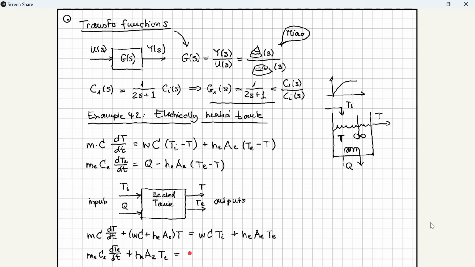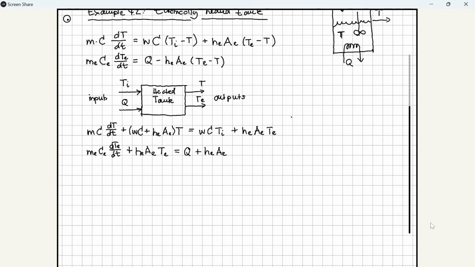Equals Q, minus times minus, the temperature equals plus HE times AE. So here in the first equation, T is our input variable. In the second equation, we've got TE, which is also sort of our output variable on the other side. So now the next thing is we can do the Laplace transform of those two equations.